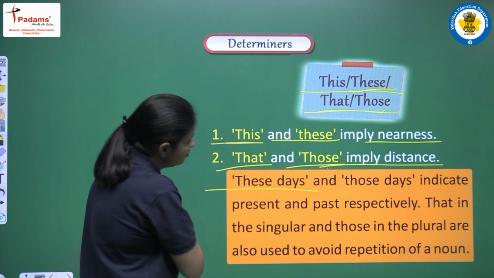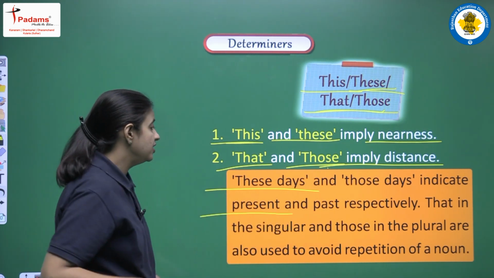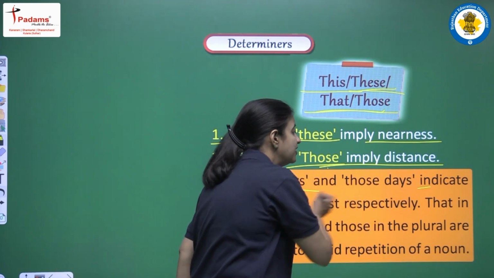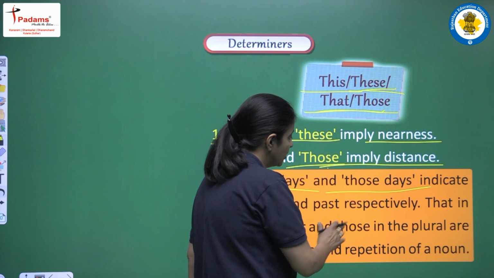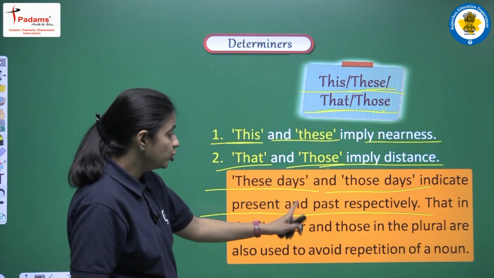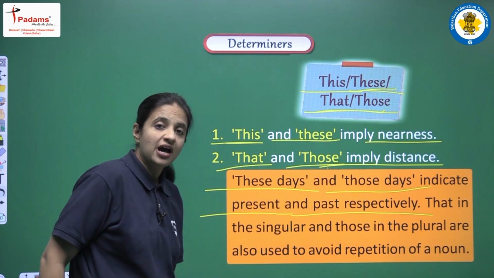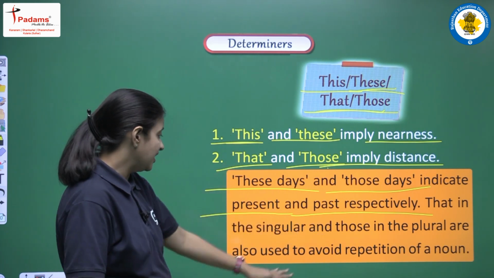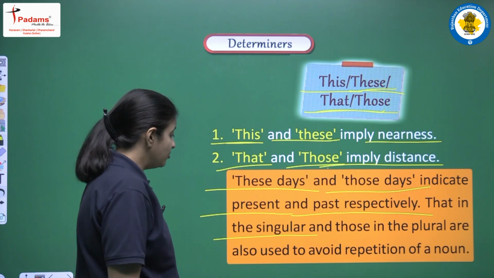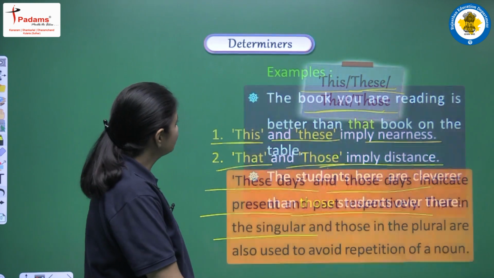If in a sentence we have these days, it indicates present time. And if we have those days, these words reflect past time. That in the singular and those in the plural are also used to avoid repetition of a noun. So in a sentence we can use that in singular form and those in plural form when we want to avoid repeating a noun again and again.